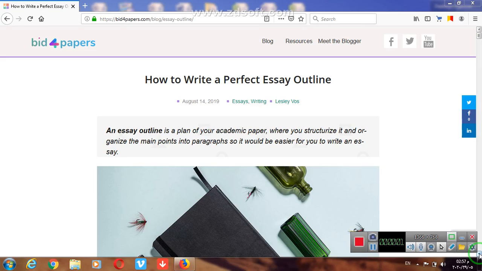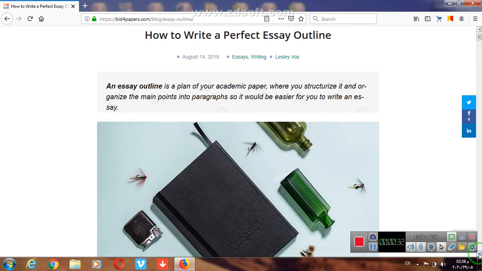Students, our lesson for today is about how to write a perfect essay outline. So you are going to write an outline for an essay. Let's start with the definition of an essay outline. An essay outline is a plan of your academic paper where you structurize it and organize the main ideas into paragraphs so it would be easier for you to write an essay.